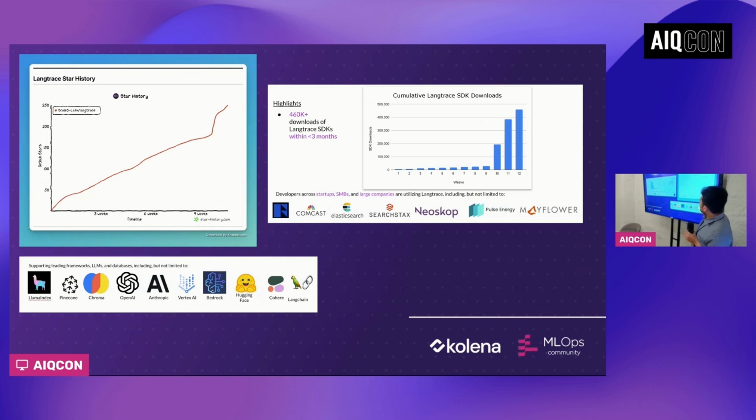This is the quick traction on how Langtrace has been going. We launched just 2 months ago. This is our GitHub star history, and a bunch of startups and also big companies like Elastic are already deploying Langtrace within their infrastructure. We support tracing for most of the popular LLMs, vector DBs, and frameworks, and we are continuing to add support for it.